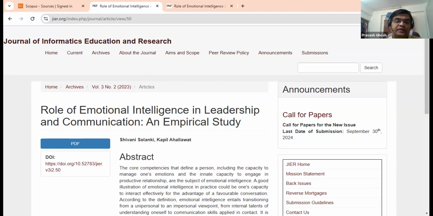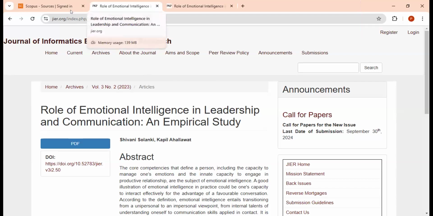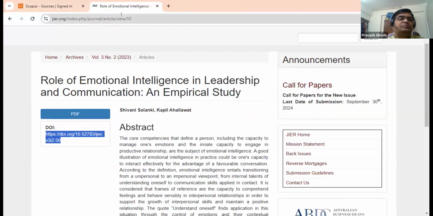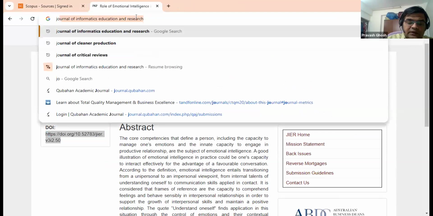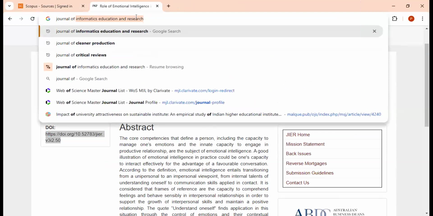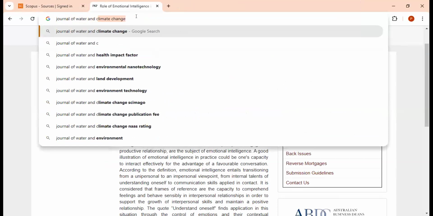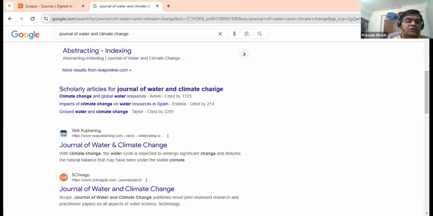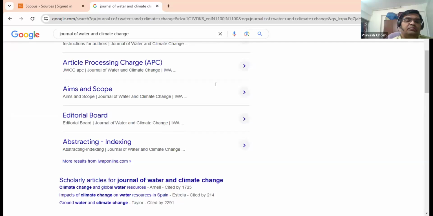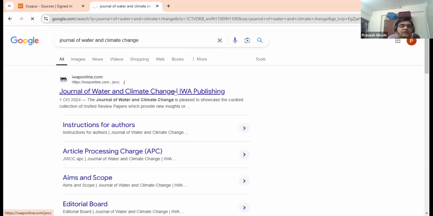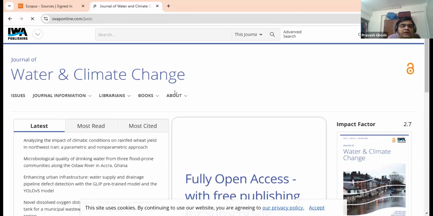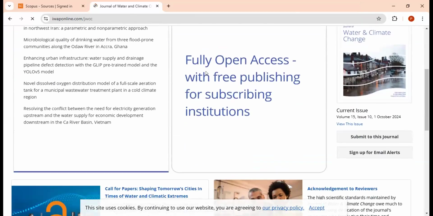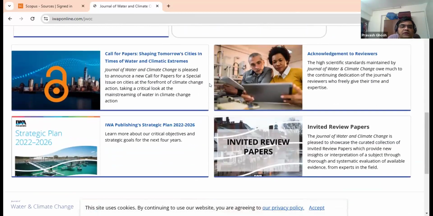Okay, next journal, madam. Journal of Water and Climate Change. पहले Scopus में देख, पहले website देख लेते हैं. Journal of Water and Climate Change. IWA Publishing. I think standalone. Journal of IWA Publishing, but I think okay. Let us see the website. पता चल जाएगा. Fully open access, with free publishing. अच्छा, okay.